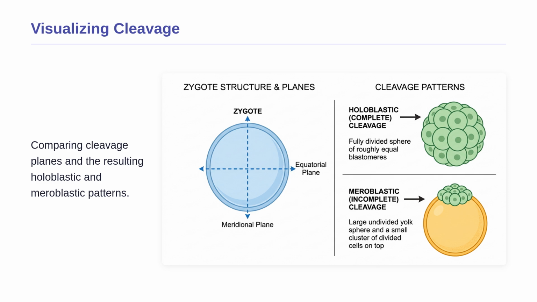The top image shows holoblastic cleavage, where the entire sphere has been successfully divided into smaller, equal cells. Below that is meroblastic cleavage. Notice how the massive bottom portion, the yolk, remains completely undivided, while only the small cluster of cells at the very top has undergone cleavage. This visualizes exactly why a bird embryo starts out looking so different from a human embryo.